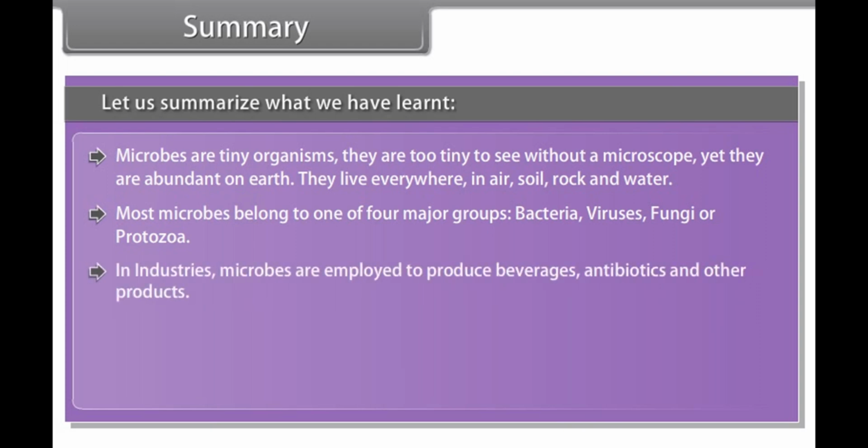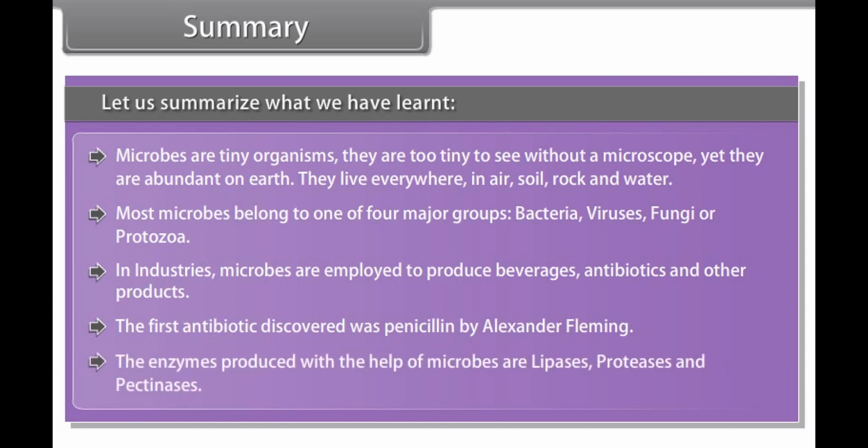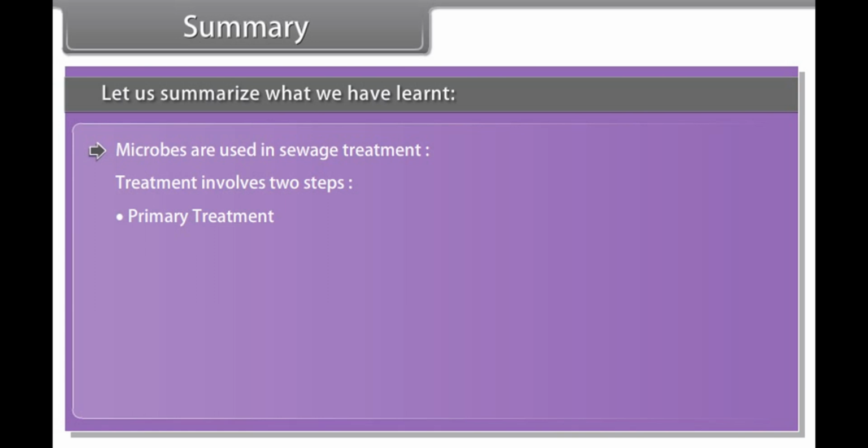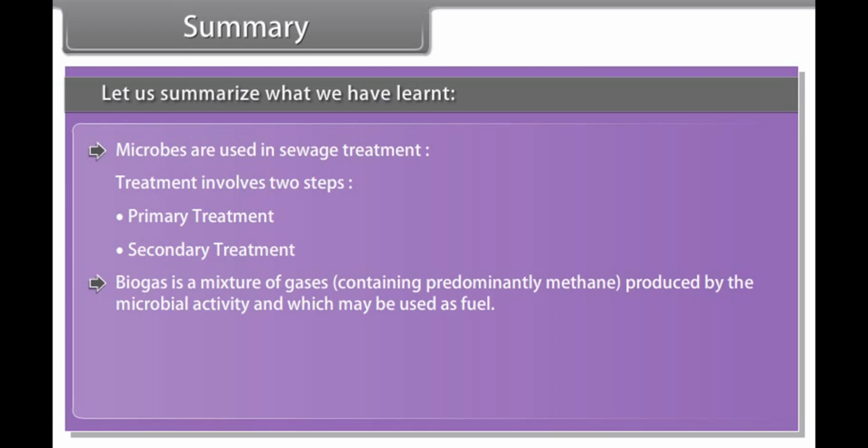In industries, microbes are employed to produce beverages, antibiotics, and other products. The first antibiotic discovered was penicillin by Alexander Fleming. The enzymes produced with the help of microbes are lipases, proteases, and pectinases. Microbes are used in sewage treatment. Treatment involves two steps. Number 1, primary treatment. Number 2, secondary treatment.